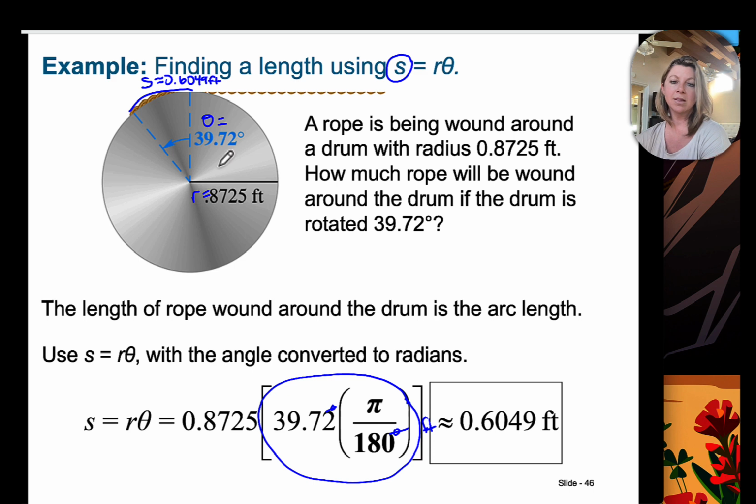So thinking about this, if theta increased, so if we rotated the drum more, the arc length would also increase. If the radius of the drum, if we used a larger drum and we rotated it 39.72 degrees, the arc length would increase as well. So arc length, lowercase s, is dependent on the radius of the circle and theta in radians.